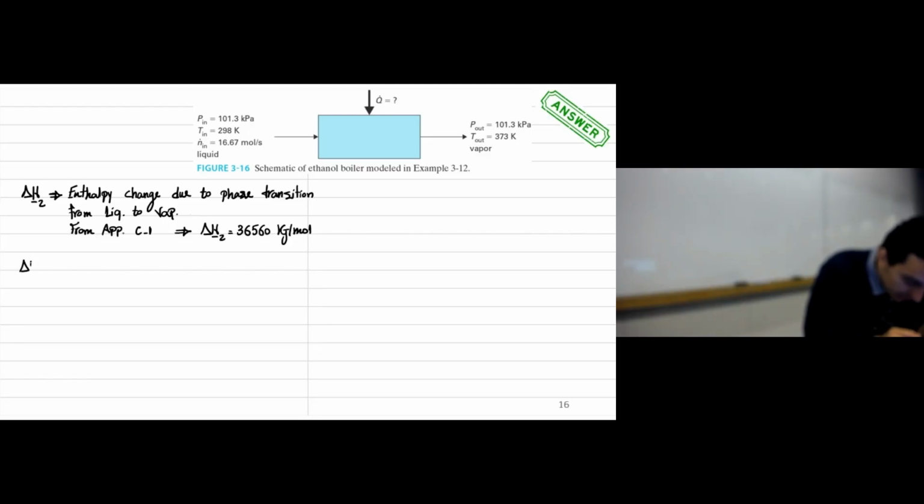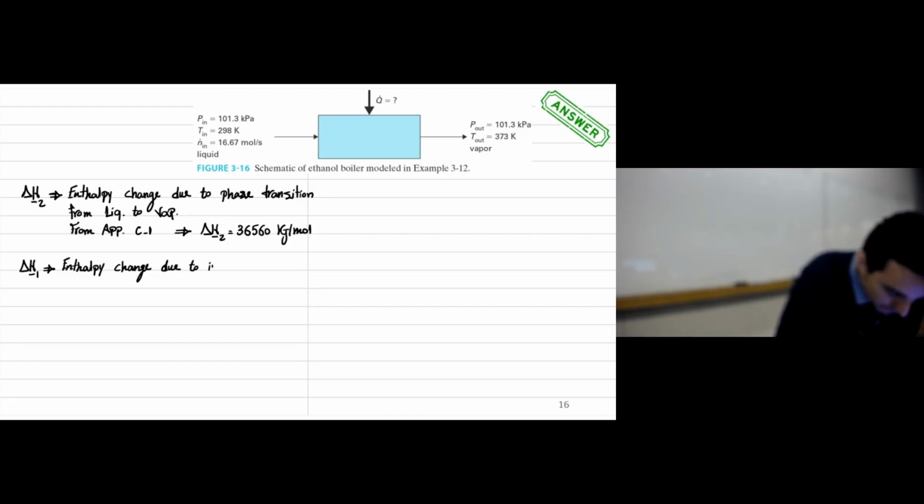Then we need to find delta H1. Delta H1 is the enthalpy change due to increasing the temperature of liquid ethanol from the initial temperature, which is 298 Kelvin, to the boiling point.